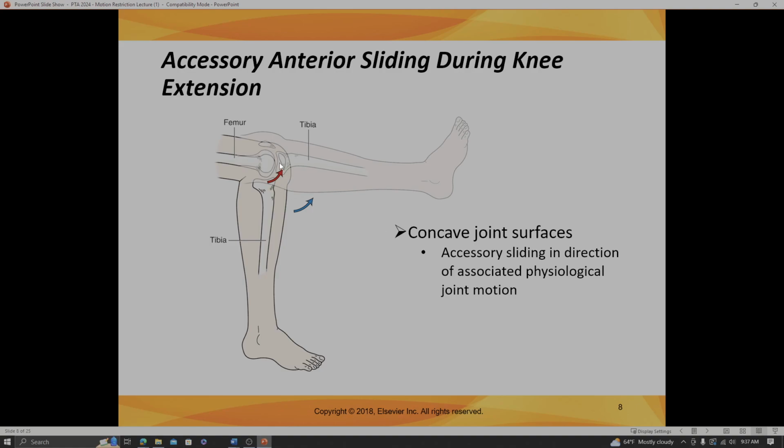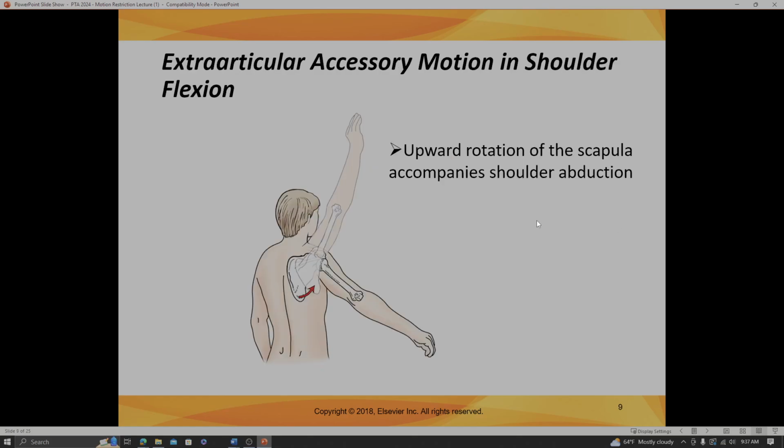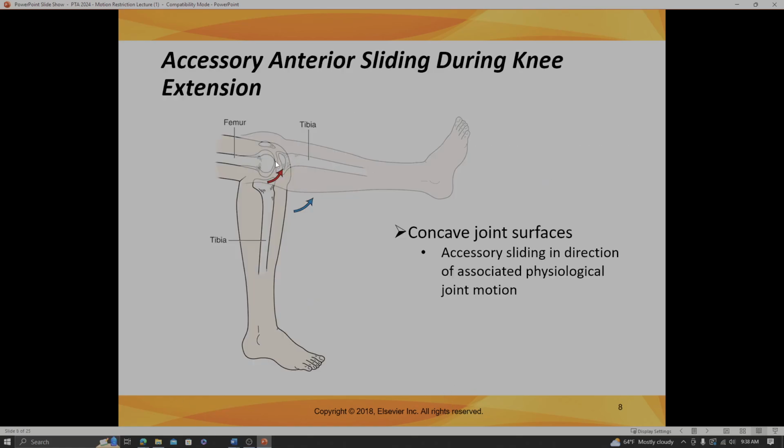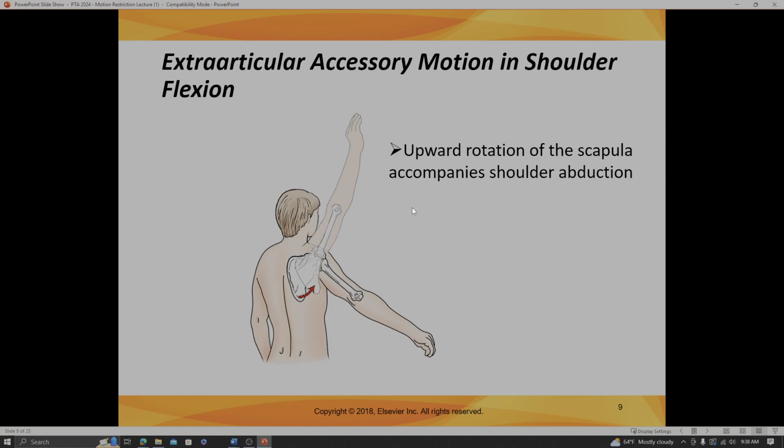We have a concave surface of the tibia moving in an open chain position against the convex surface of the femoral condyle. So in this example, concave on convex, we have the roll and the slide occurring in the same direction. Go back and review those if you can't remember. That would be an intra-articular motion, right? This is happening within the joint itself. It has to do with the two approximating joint surfaces inside the joint capsule, right?